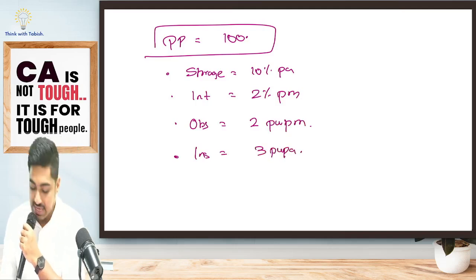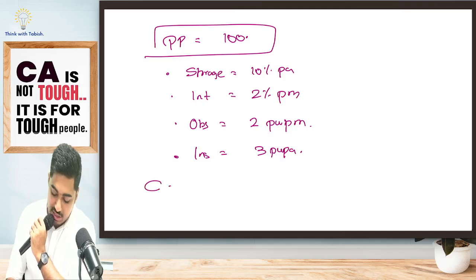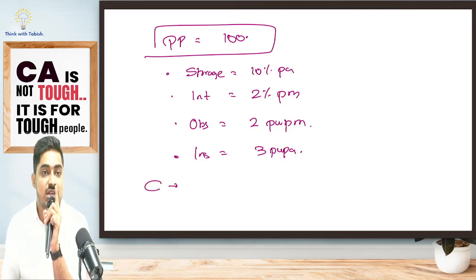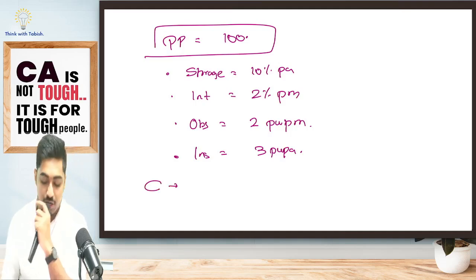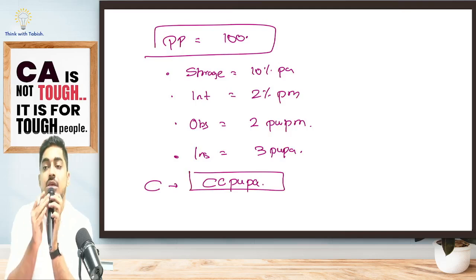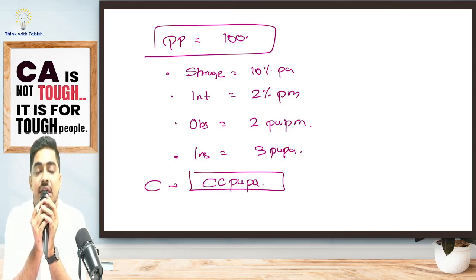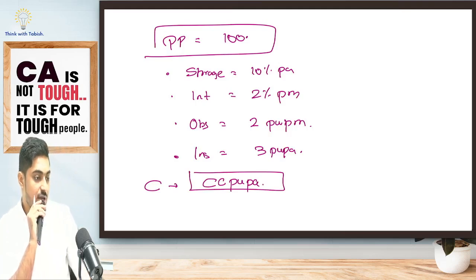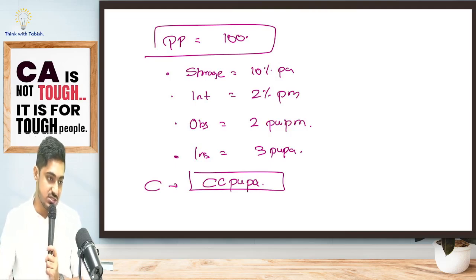Randomly I have given numbers. I want to calculate C, the carrying cost. Tell me what is C, what is the carrying cost? It is the carrying cost per unit per annum. Yes or no, everyone? So think and give me the value slowly. Recorded students, pause and think it by yourselves.